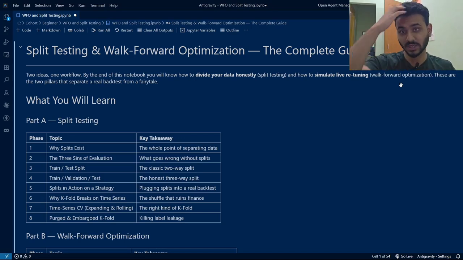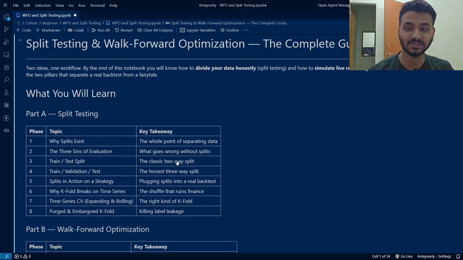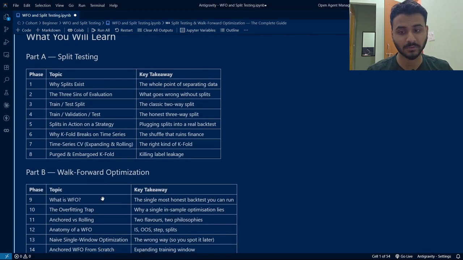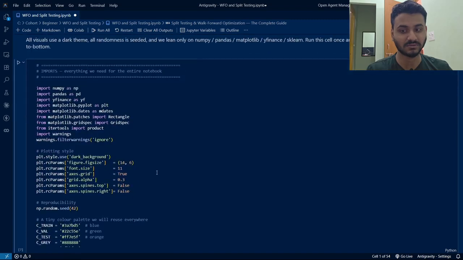Right now, what will you learn? Part A covers splits, sets of evaluation and everything. Part B will be your walk forward optimization. Now, this is the setup, right? This is the imports and configuration, how you can do that. This is the code for that.